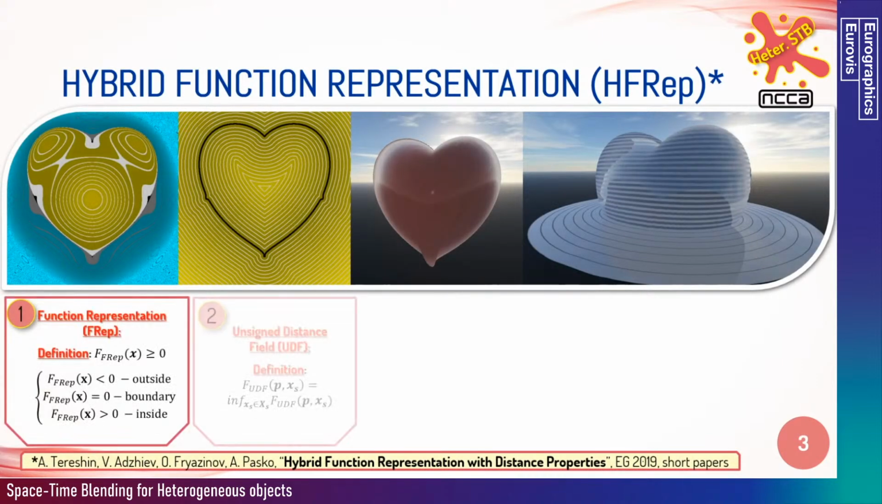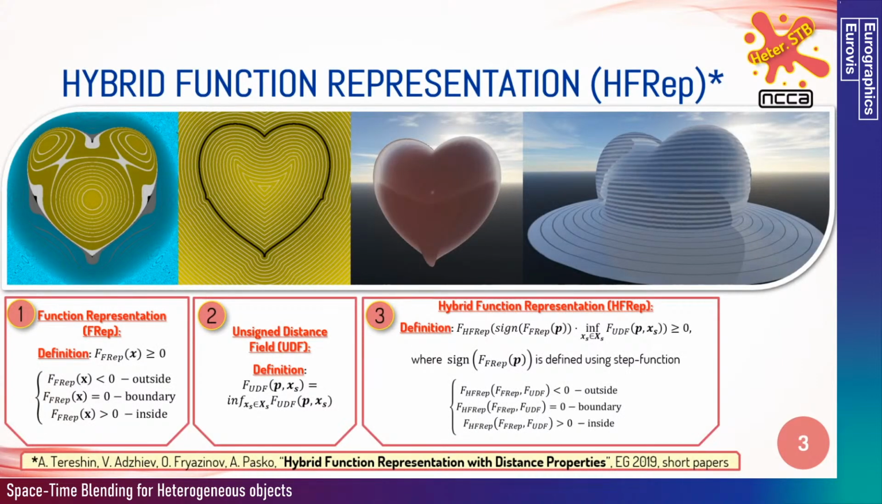To apply the introduced method to the input objects, first we need to define them. The most common way of setting up objects is to use distance-based representations. One of them we will discuss here. Hybrid function representation is a distance-based representation that unifies advantages of function representation and signed distance fields, and compensates for their drawbacks. I will use a short name for it, HFREP.